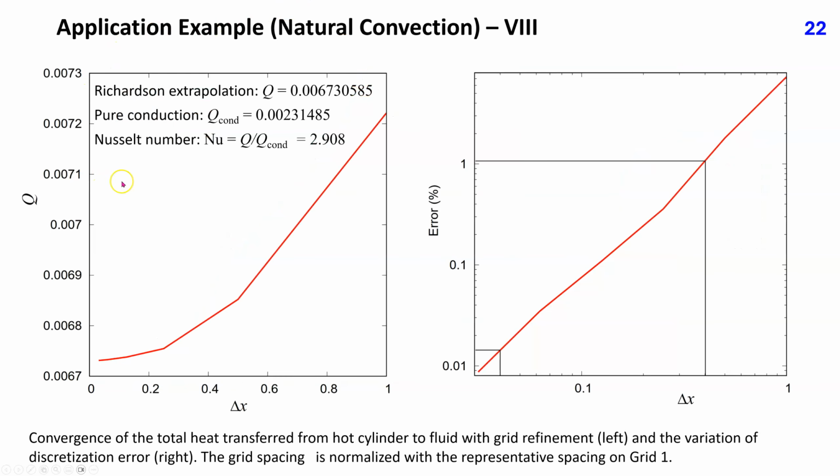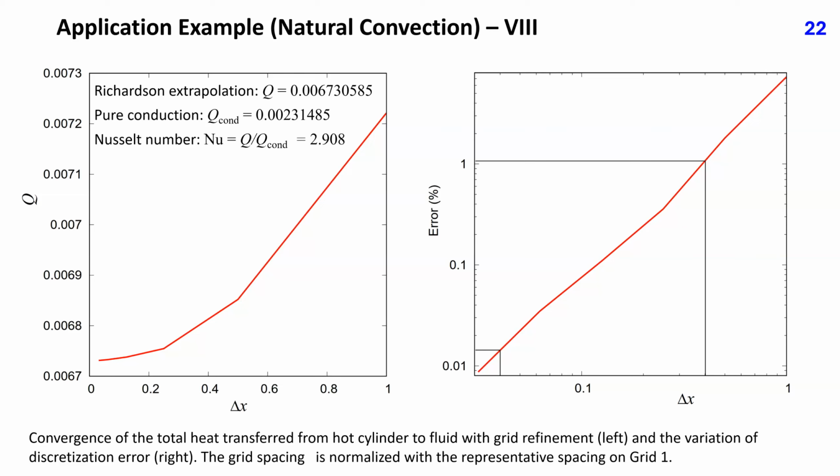The plot on the left shows the convergence of the total heat transferred from hot cylinder to fluid with grid refinement. A monotone convergence toward grid-independent solution is obtained. Richardson extrapolation is used to estimate the grid-independent value of the total heat flux. A normalization with the heat flux obtained with pure conduction leads to the Nusselt number of 2.908. This indicates that heat transfer is approximately 3 times more intense with natural convection than with conduction alone.